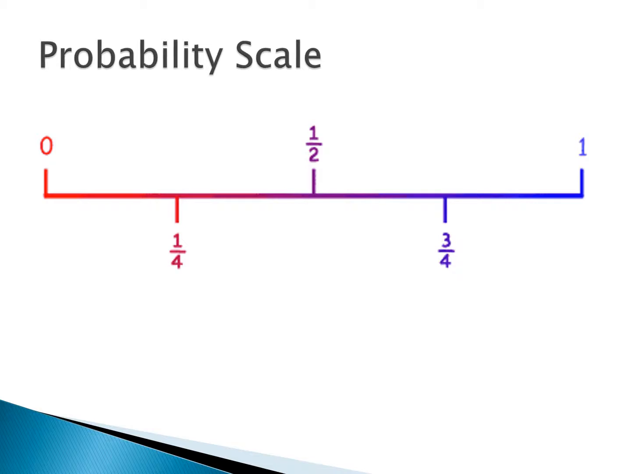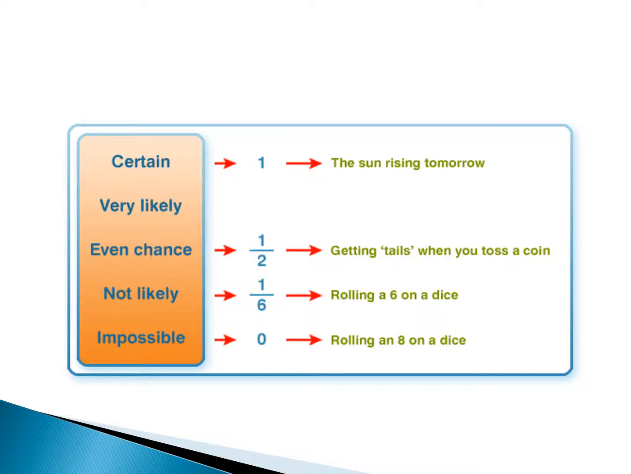If the probability scale was represented by fractions, it would look like this. Again, the scale only goes from 0 to 1, and a half represents an even chance. Alternatively, we could use decimals or percentages on this scale. We can look at it on a table like this. Certain is the same as 1 on the probability scale. An even chance is equivalent to a half. Not likely is equivalent to 1/6. And impossible is 0.